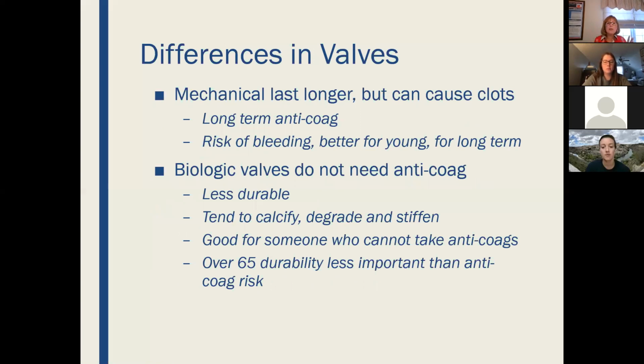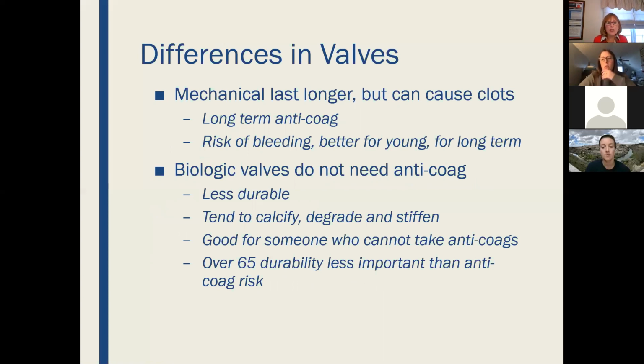Okay, the mechanicals last longer, but they can cause clots. Now, as long as we've been working on them, they're trying to get them so they are non-thrombogenic. But you're trying to get the body to say, oh yeah, this new shiny valve that's in there, it's one of us. It's been a part of us all the time.